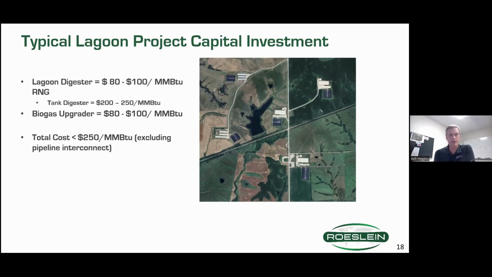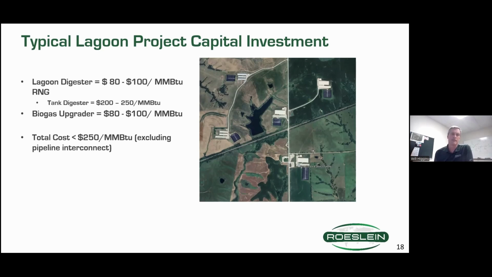And then you have the upgrader, which is another $80 to $100 per MMBTU, and the total cost, which includes interconnecting piping and some auxiliary systems, would be on the order of less than $250 per million BTUs of RNG injected. And I put in this little caveat that this excludes the pipeline interconnect.